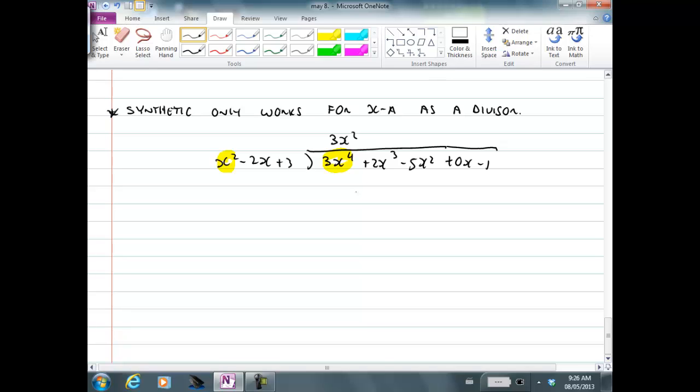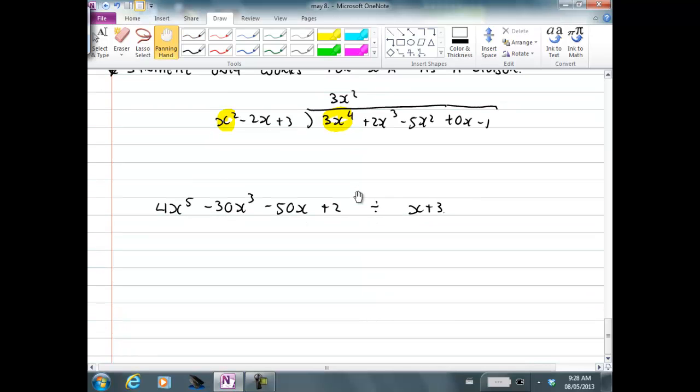What if I give you 4x to the 5th minus 30x cubed minus 50x plus 2 divided by x plus 3. You can use any technique you like. If you're old school, use old school. If you say, "Mr., I want to be with the modern people, I want to use synthetic," use synthetic. Alright, key setup. If your setup is incorrect, everything is incorrect. Make sure your setup is correct.